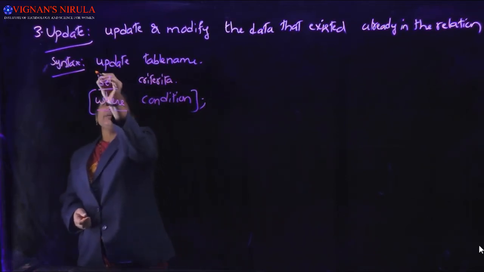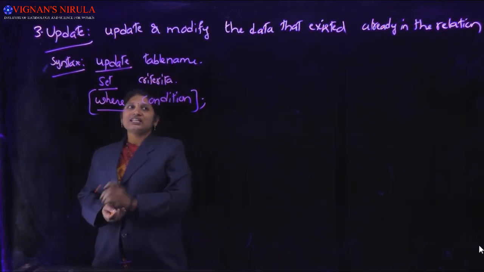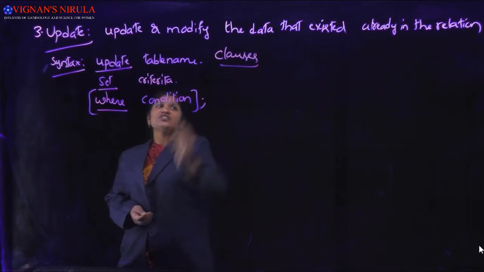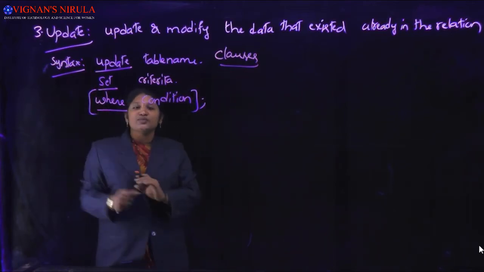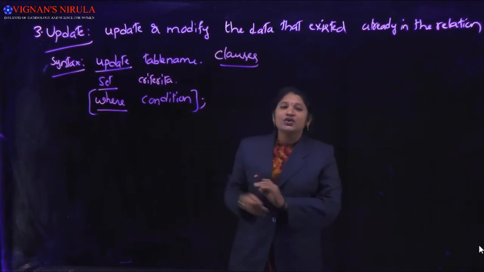So the update command consists of three clauses, as you are seeing. What is the first clause? It consists of three clauses. What is the first clause? The first clause is the update clause. The second clause is the set clause. The third clause is the where clause.